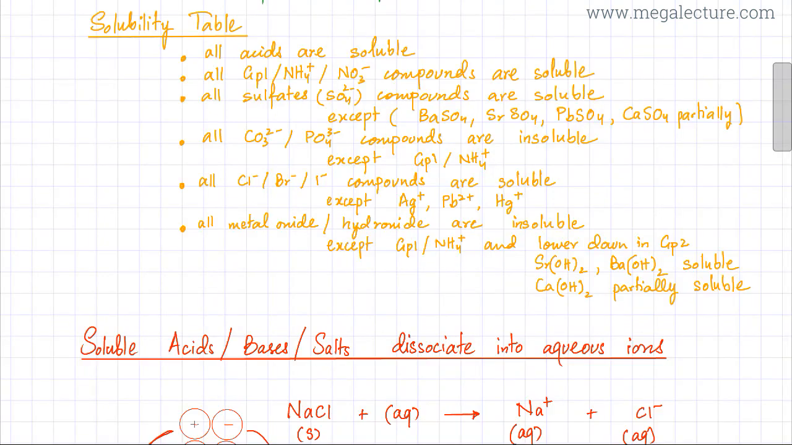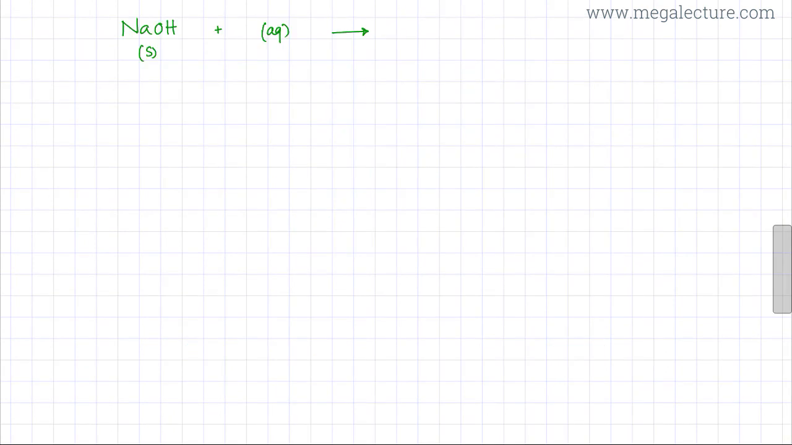So I've opened the solubility table, and if you look over here about hydroxides, NaOH is a hydroxide, it's sodium hydroxide. It was written that they're all insoluble except group 1 hydroxides. So which means that group 1 hydroxides are soluble. So NaOH would dissolve, it's soluble, all group 1 compounds are soluble, and it's going to dissociate.